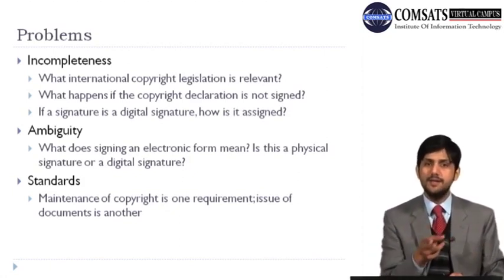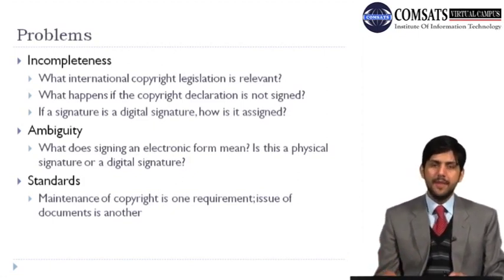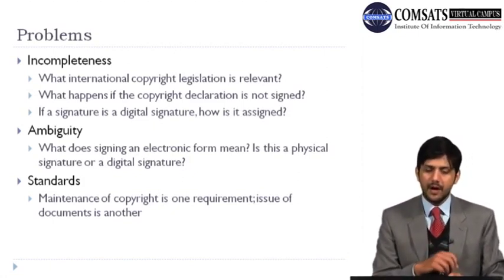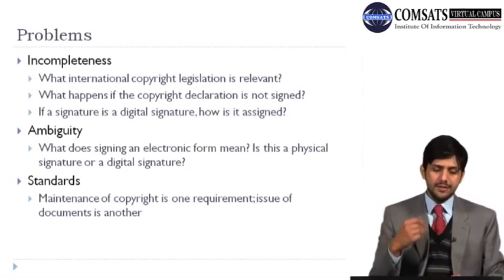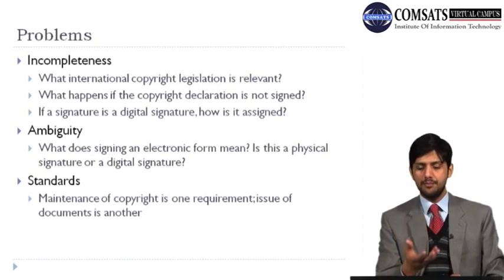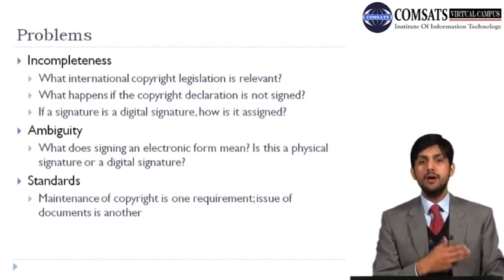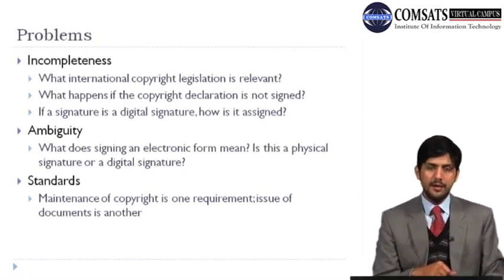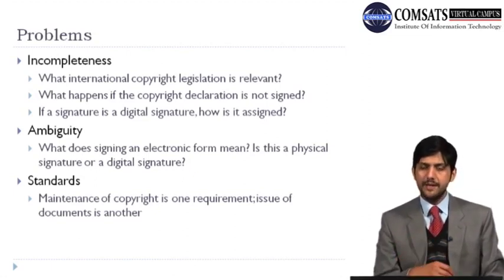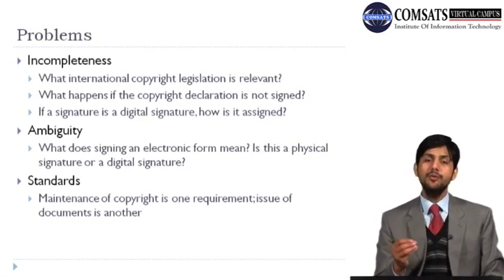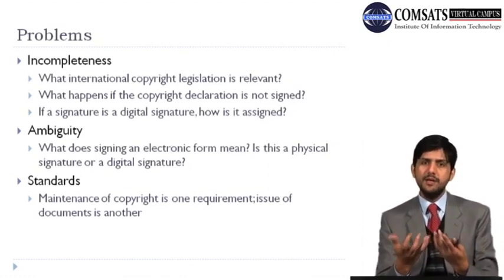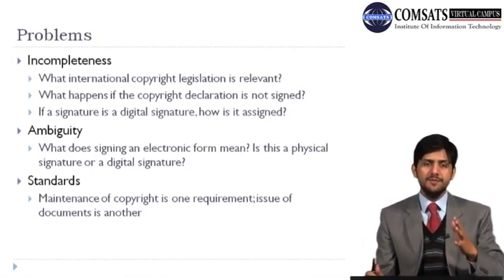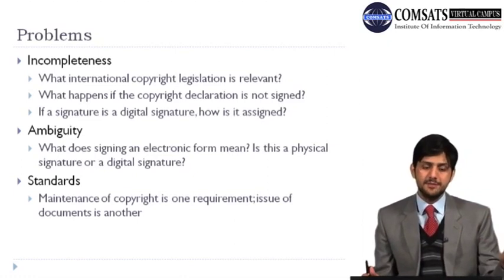There is a discussion about signed or unsigned, but what would happen if it is not signed? And if a signature is a digital signature, how is it assigned? Again, this is something which is not mentioned. And then there are ambiguity issues: what does signing an electronic form mean? Is this a physical signature or a digital signature? Again, this is not mentioned. And then there are a few other problems as well. For example, maintenance of copyright is one requirement, issue of document is another. So again, a few things have been jumbled up together. So these are the problems with the last requirement description that we saw.